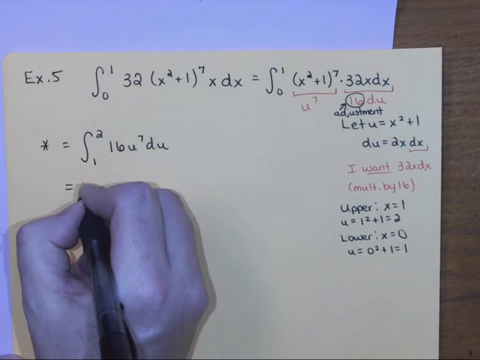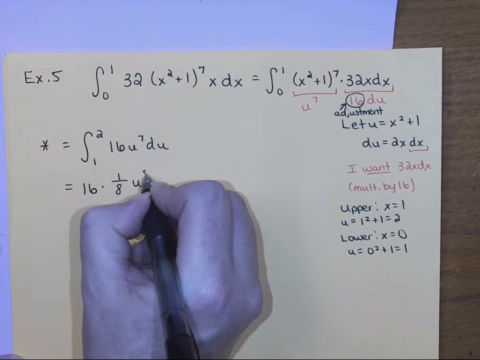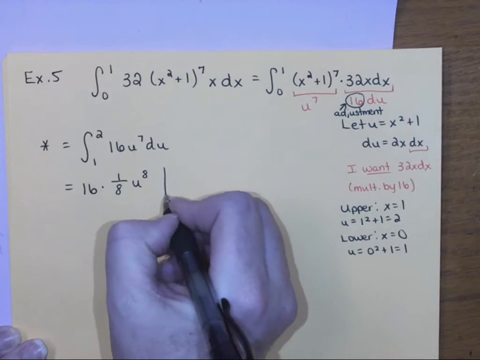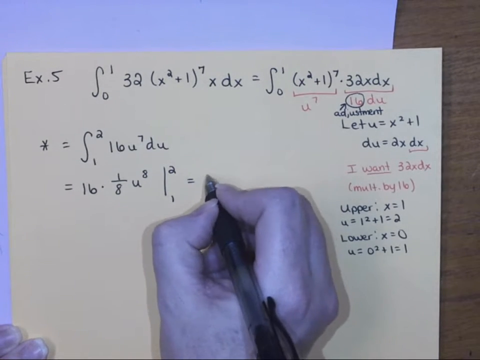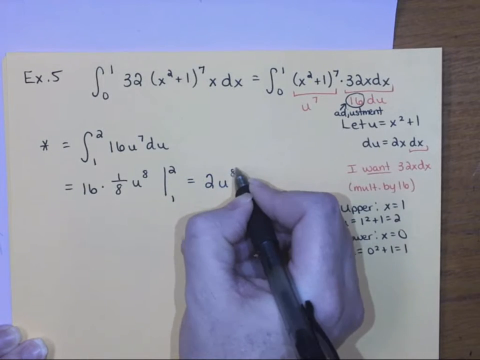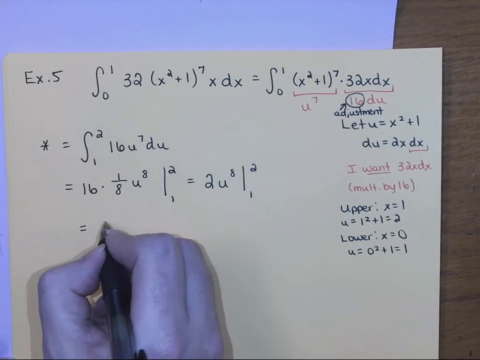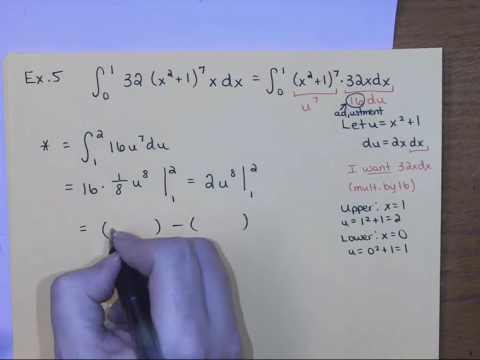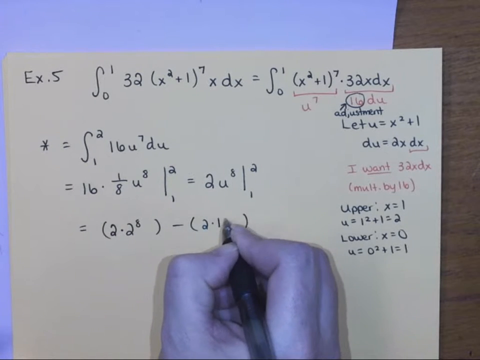So let's perform this antiderivative now. Pull the 16 down, bump the power up by 1, and raise u to the new power. And then don't forget we're going to evaluate it from 1 to 2. So in other words, this is just 2 u to the 8th from 1 to 2. So in the end, we want two things being subtracted from each other, right? So this would be 2 times 2 to the 8th minus 2 times 1 to the 8th.